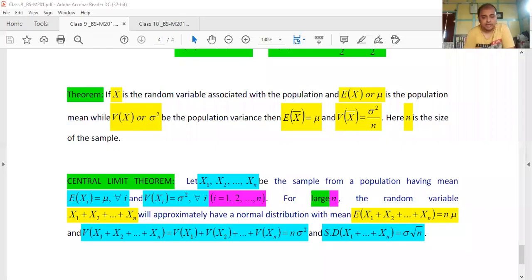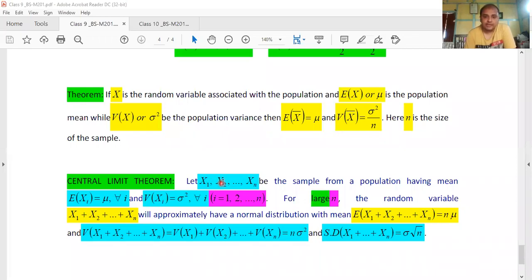In the current session, in the previous session, we were actually discussing the generalized version of the central limit theorem, which goes by the name of central limit theorem. And I was actually reading the statement of the theorem when suddenly the time was actually over.